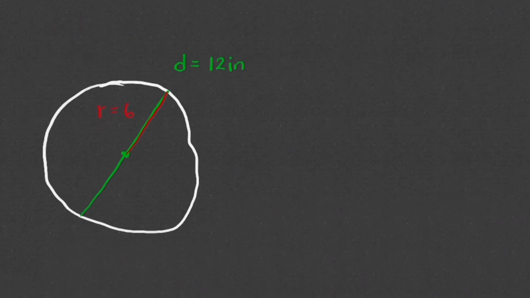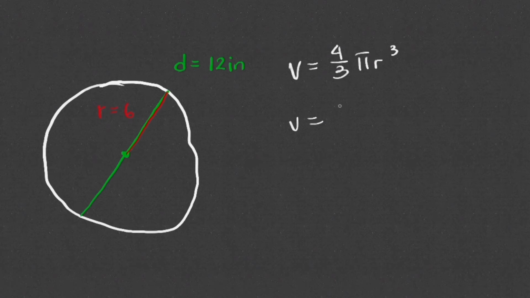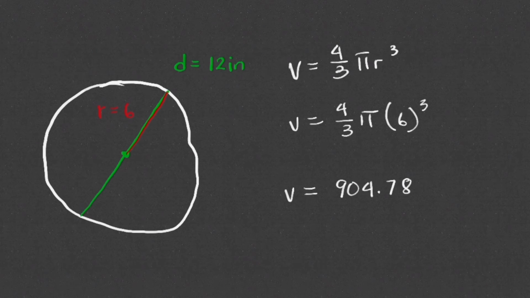Since we know the radius, we can now solve the volume and the surface area of the sphere. So the formula for the volume is equal to 4/3 times pi times r cubed. So let's substitute the r. V is equal to 4/3 pi times 6 cubed. Therefore, the volume of the sphere is equal to 904.78 inches cubed, or cubic inches.